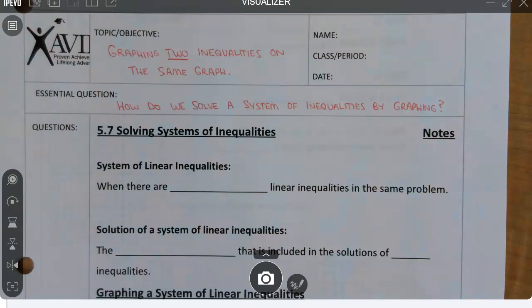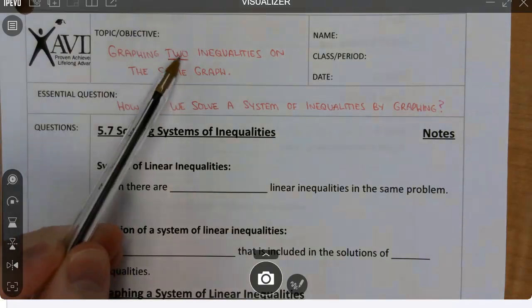Alright, so here we go with lesson 5.7. This will be the last lesson of chapter 5. And in 5.6, we learned how to graph one inequality and shade above or below to represent the possible solutions. Well, now we're going to be solving a system of inequalities. And anytime we hear the word system, we should be thinking two.